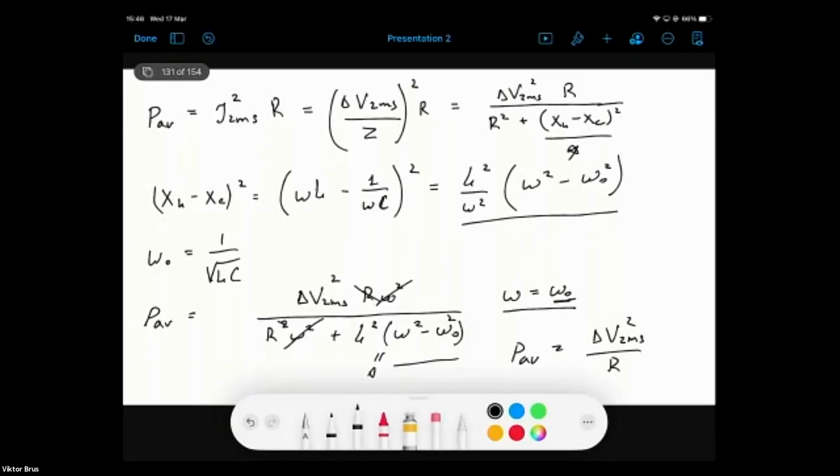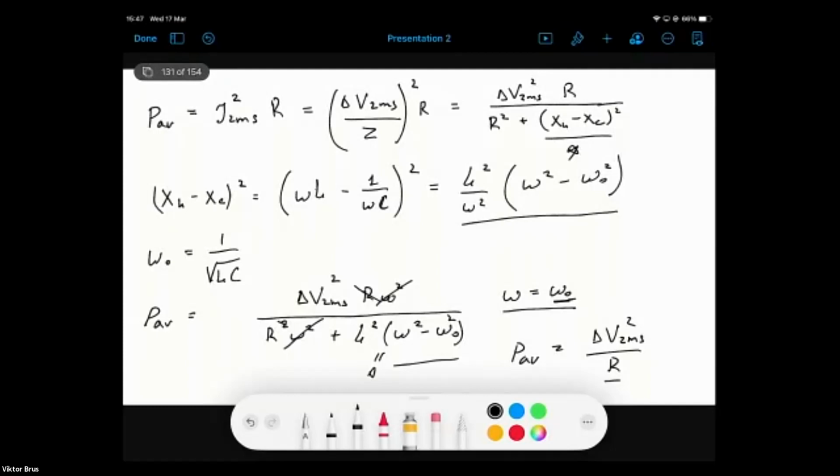Again, it's limited by the active resistor. So the value of delivered average power to an AC electric circuit under resonance condition will also be limited by the active resistor.